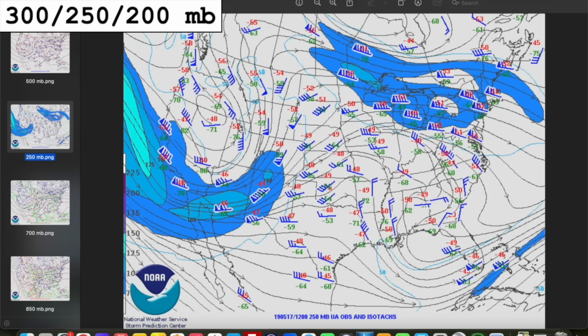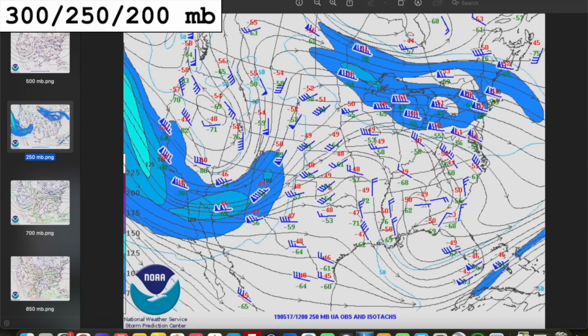So for example, the 300 millibar map is best suited for the colder times of year, so the winter and early spring. The 200 millibar map is best suited for the warmer times of year, such as the summer. But most of the time for your spring and fall severe weather setups, which is of course the main time frame for your most robust severe weather events in the United States, the 250 millibar map is going to be a good choice.